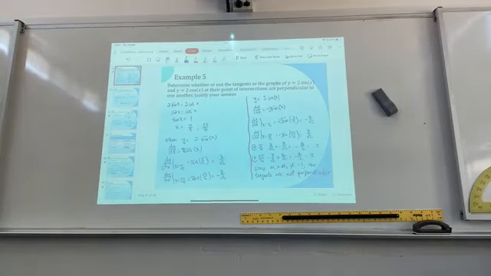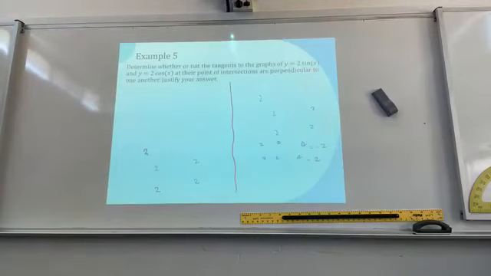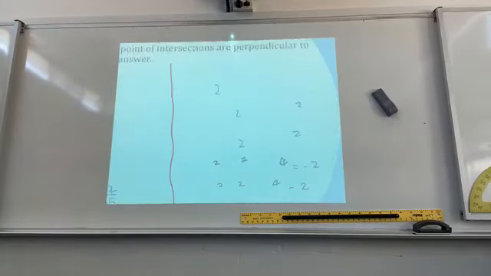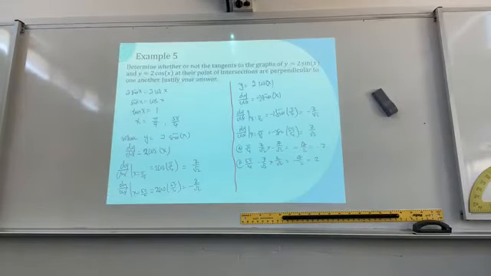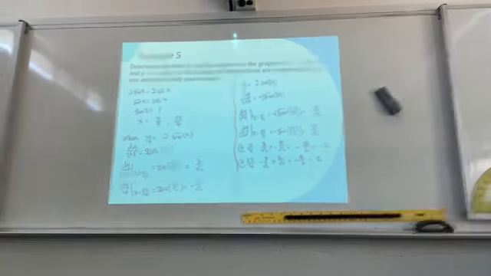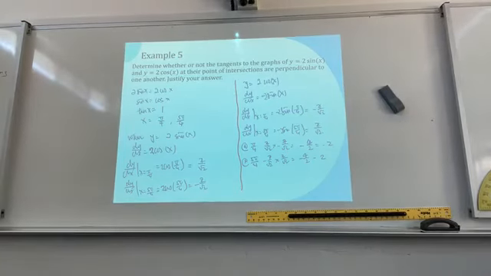Alright, so since they are not equal to minus 1, my fault is I forgot the 2. I just differentiated the cos x and the sin x. For the second one here, they are not equal to minus 1, therefore the tangents are not perpendicular.